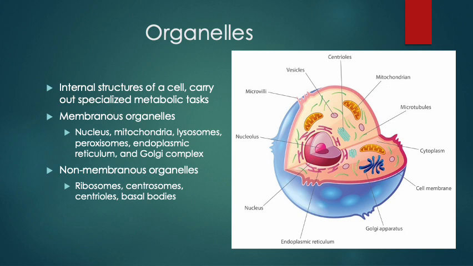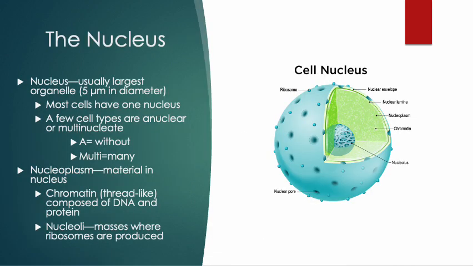And then there are non-membranous organelles. They don't have any membrane. So nothing is regulating what goes in and out of them. So probably the most important part of a cell is the cell nucleus. The cell nucleus is the control station of the cell. So the nucleus is usually the biggest organelle inside the cell.